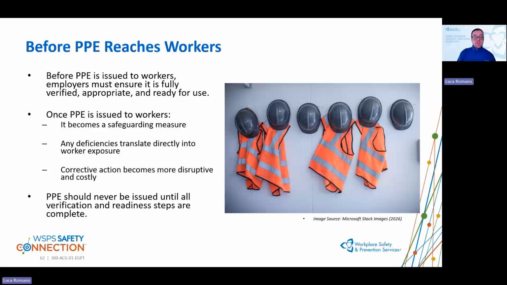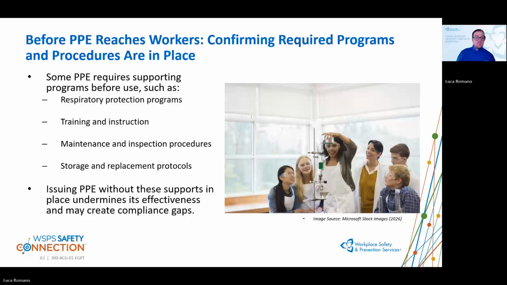So any deficiencies, whether it's not appropriate for the hazard or it's a counterfeit, a fake, can translate to an effect directly on a person, and corrective and preventative actions after that, especially if you have an incident, can become more disruptive and costly. So really, in a nutshell, personal protective equipment should never be issued until verification has been done and some type of readiness procedure has been conducted.